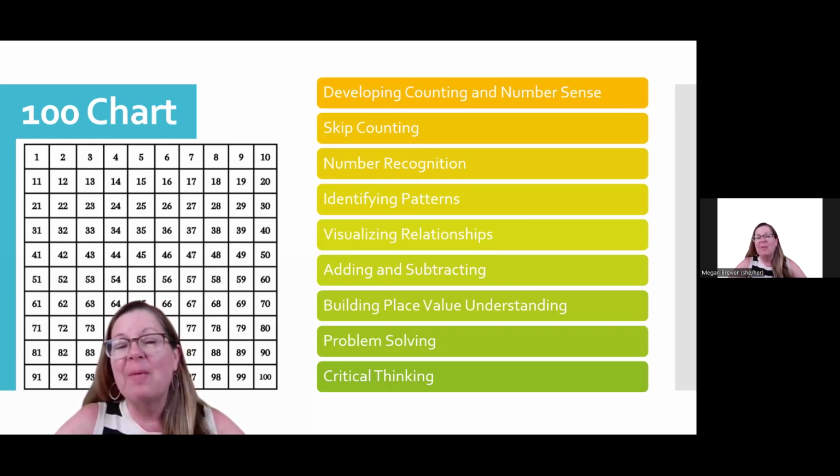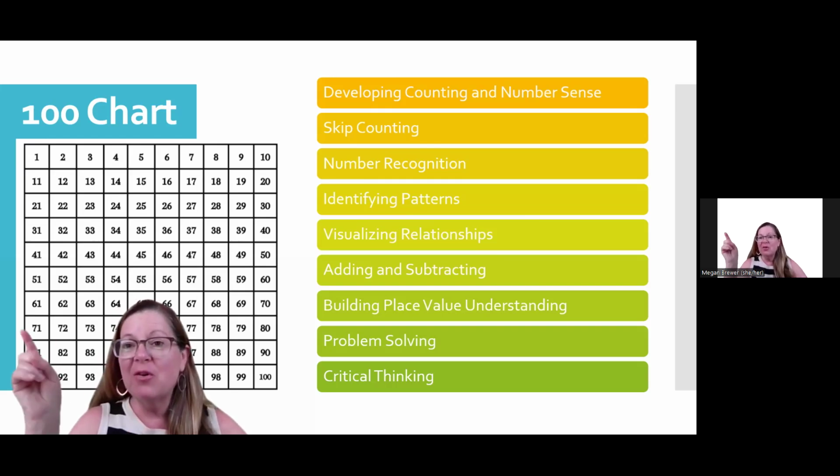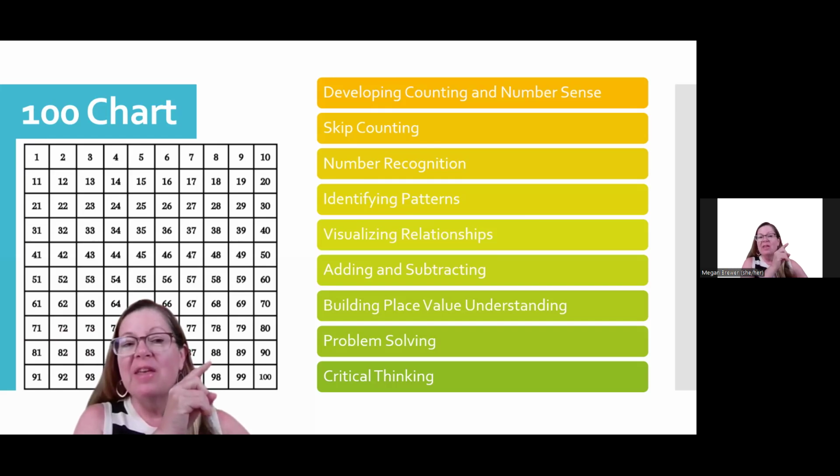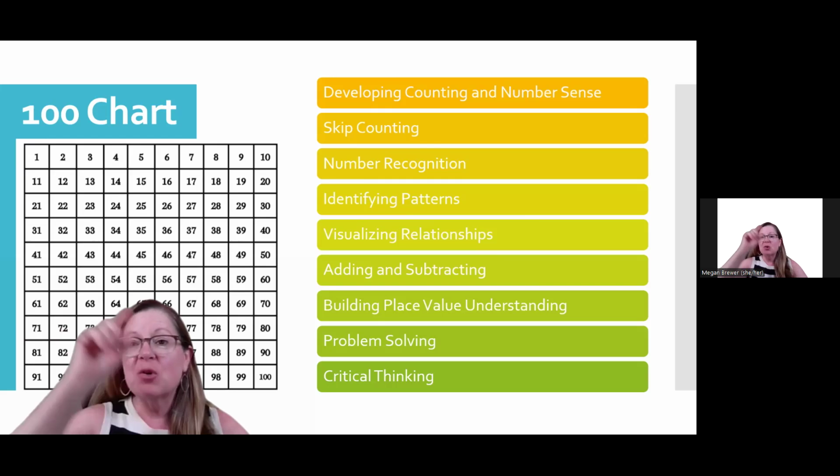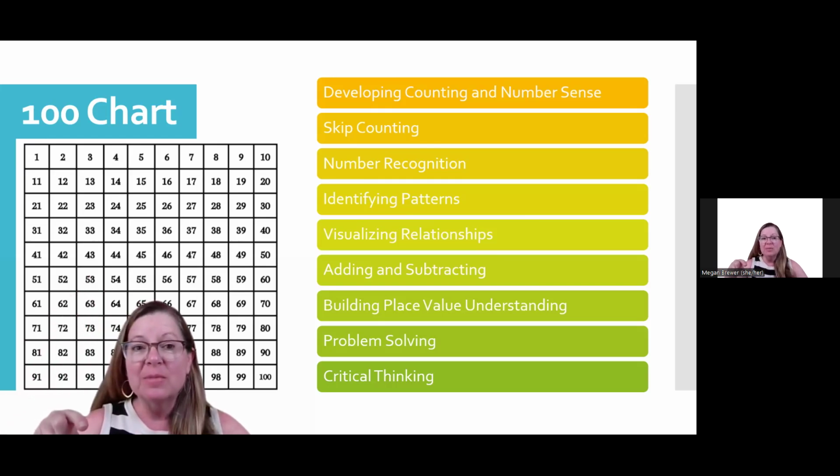A great exploration for students is giving them a 100 chart, maybe with a partner, and give them a few minutes to really stop and look, what are all the patterns that they notice? For example, do they notice that in rows, the number in the ones place goes up sequentially by 1 in every row? Do they notice patterns in the columns?